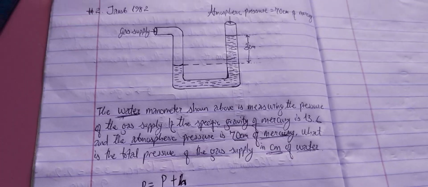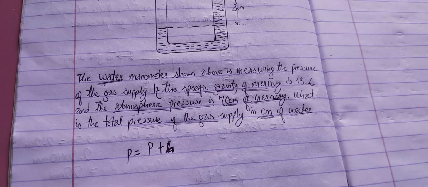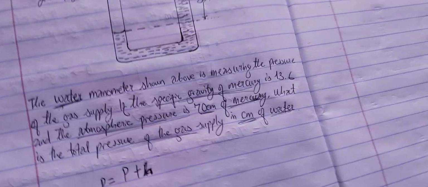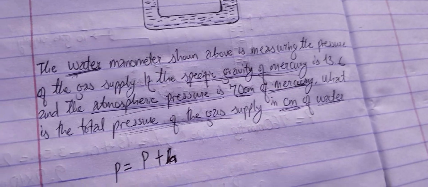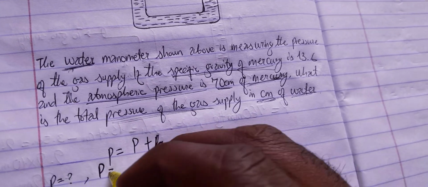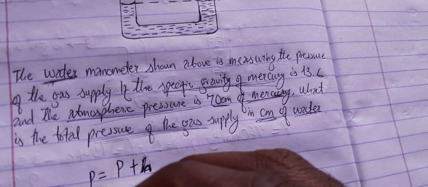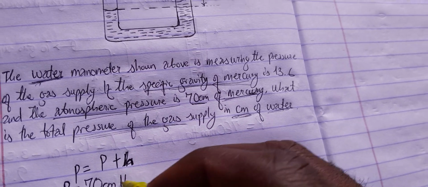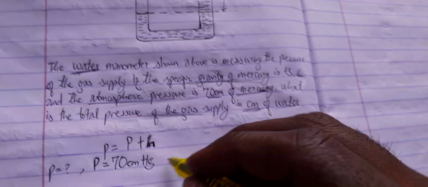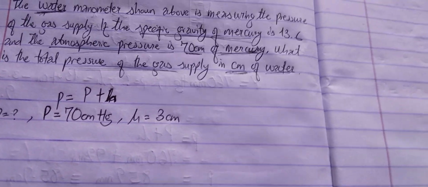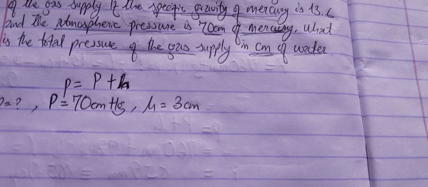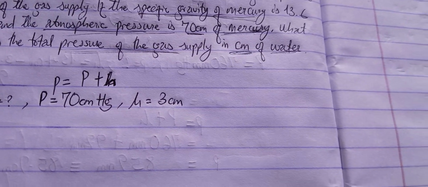Okay, so let's take a look at everything that was given to us in the question. So gas pressure, that is what we're looking for. The atmospheric pressure is given to us in the question, 70 centimeter of mercury. The height is what? 3 centimeter. Now so many students will be so quick to say the answer is 73, but that's wrong. We're asked to find the gas supply in centimeter of water.